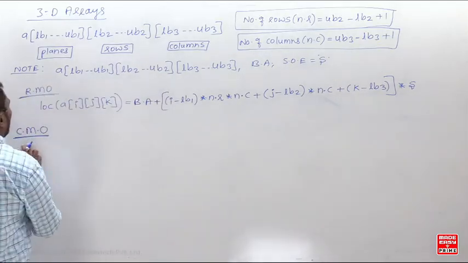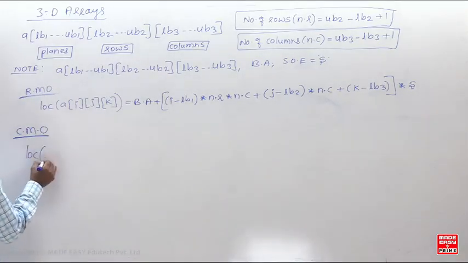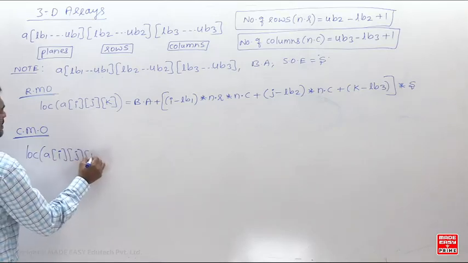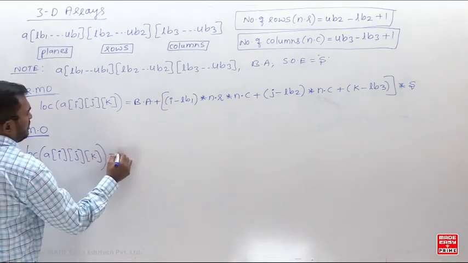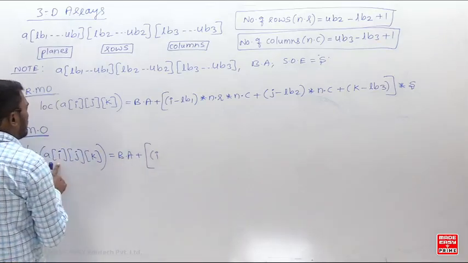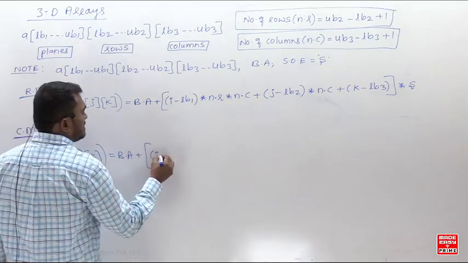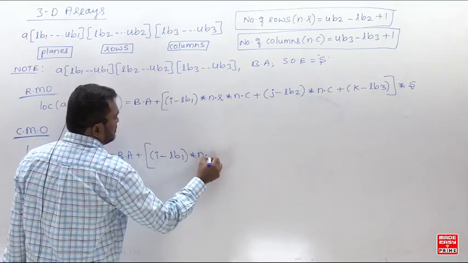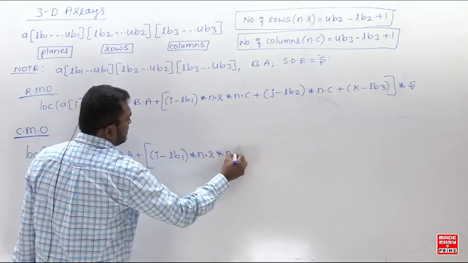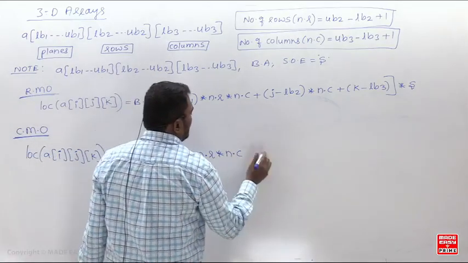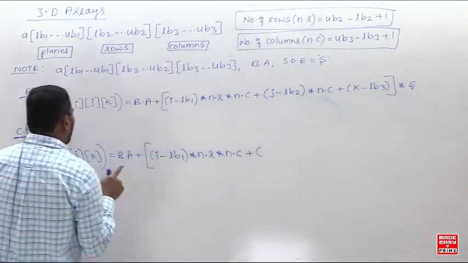Now same thing in the column major order. Location of A of I, J, K. Simple, base address plus. Now same thing, which 2D array do you want to go to? Ith 2D array, exactly same. I minus LB1 2D arrays you have to cross. Every 2D array is having number of rows and number of columns. This exactly same. This exactly same. This exactly same. Plus, it's a column major order.